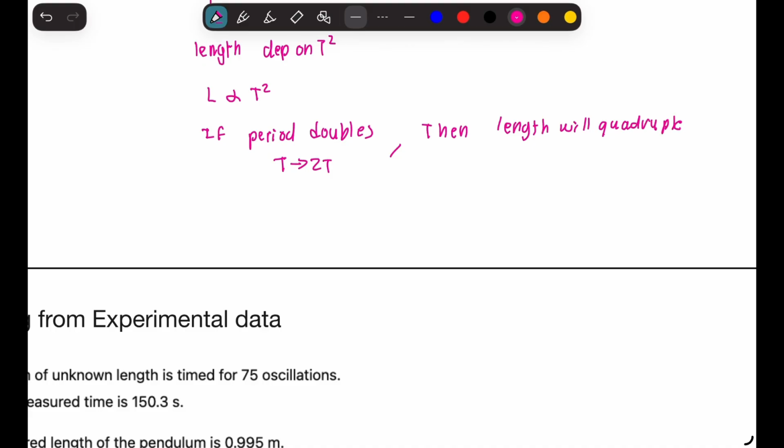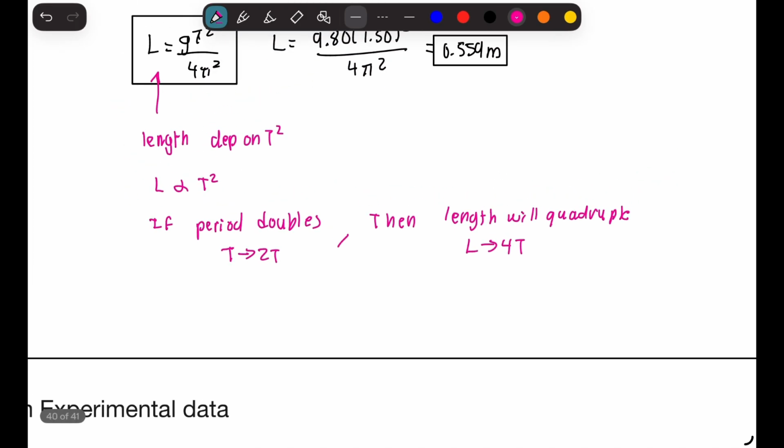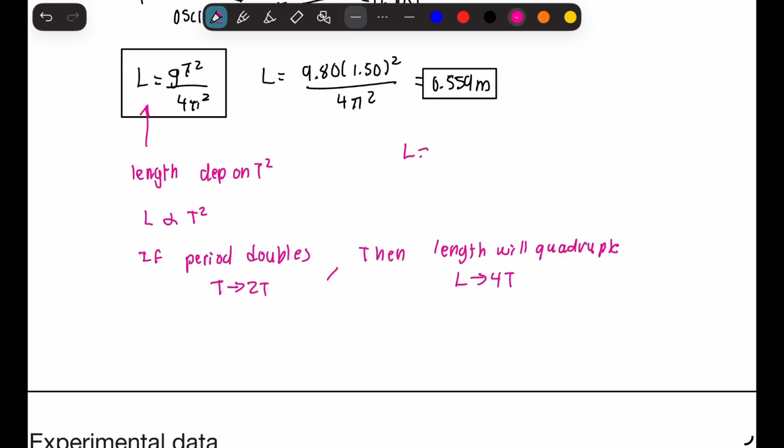So that means your length is going to go to 4T, because you can think of it like this. You can use your proportional reasoning. You have L is equal to T squared, and then instead of T squared, you can just write 2T and then squared, and then you're going to have L is equal to, what is 2 squared? That's 4. So that's 4T.